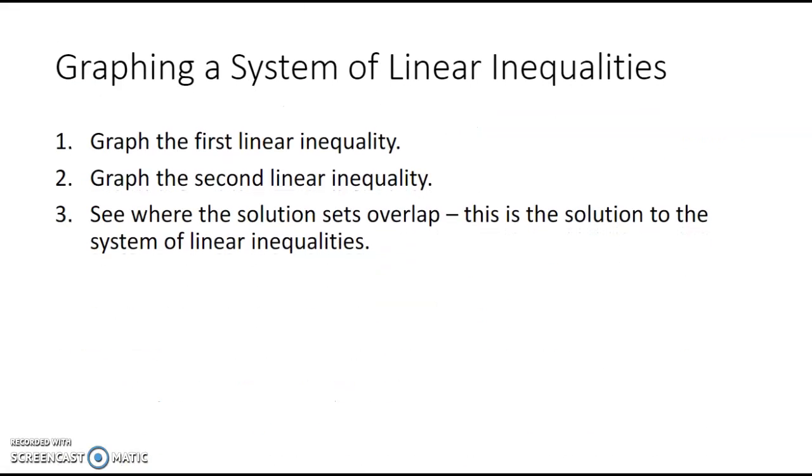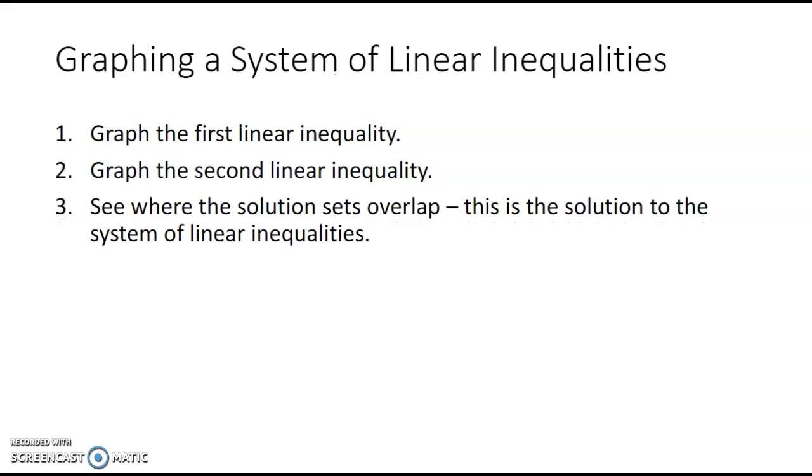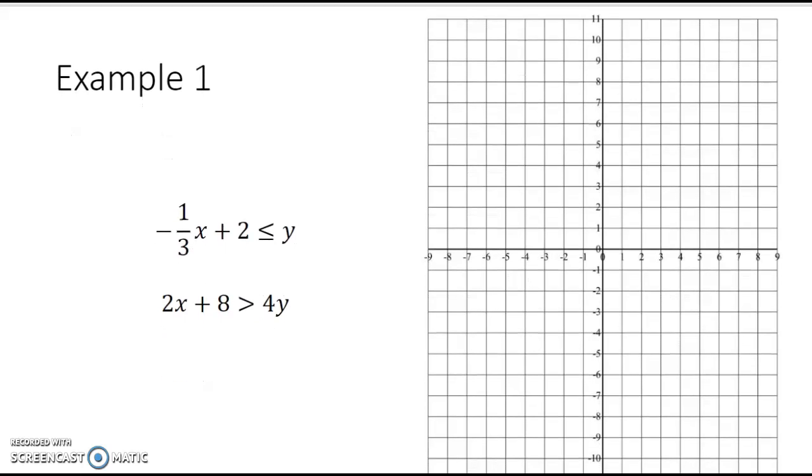So when we graph these systems of linear inequalities, first we want to graph each inequality separately. As we graph the inequality, we want to shade, or make note of, what side of the inequality should be shaded. And then wherever those two shaded regions overlap for the inequalities, that's our final solution set to the system of linear inequalities. So let's do a couple examples together to make sure we understand.